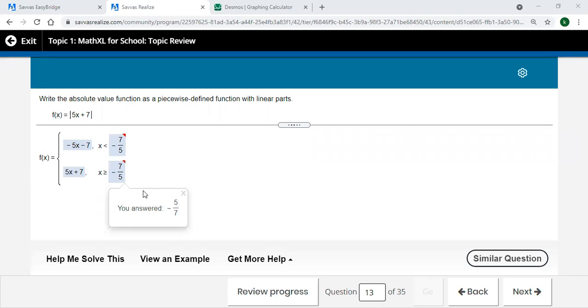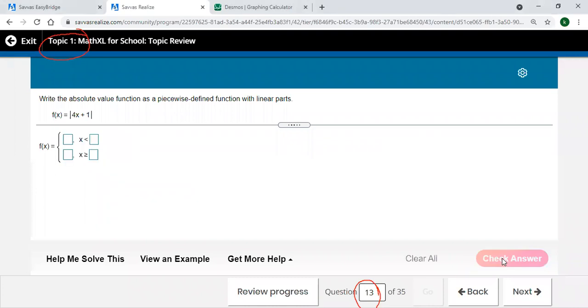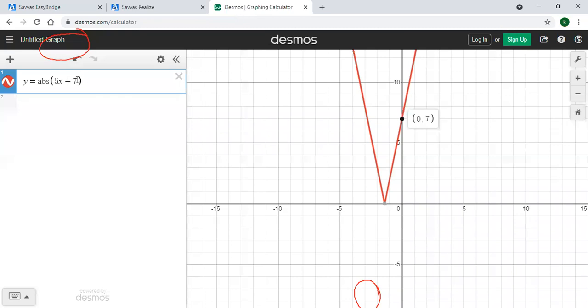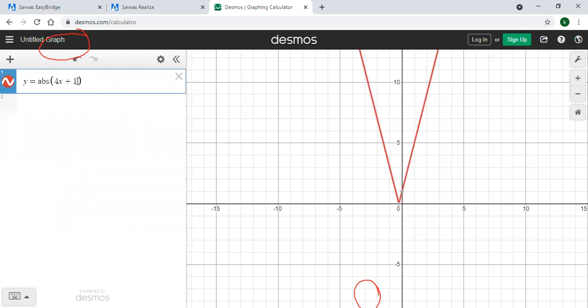Okay, everybody, taking a look here. This is Algebra 2, and we are in the Topic 1 topic review, getting ready for the exam here. And we're up to problem 13. I did this problem once and made an arithmetic error, so let's just try one more problem, absolute value of 4x plus 1. Let's see if I can do this one a little better this time.